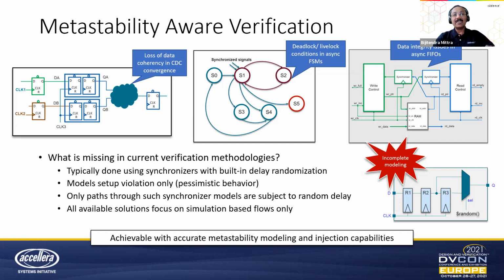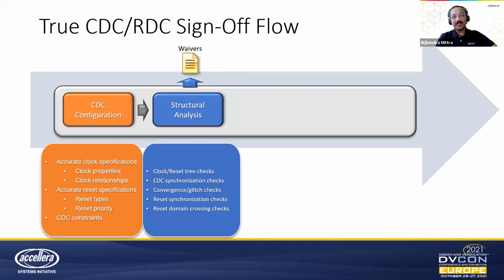So with that, let's look at how a true CDC RDC sign-off flow should look. Now, these are the two steps which are done in any conventional CDC RDC sign-off. The first step is to do a proper CDC configuration where the user would be specifying clock specifications, reset specifications, and CDC constraints. And then we know the set of comprehensive structural checks that need to be done. Once the structural checks are run and a set of violations is reported, the user would review all those violations and create a set of waivers. Now, this is the conventional CDC sign-off flow.